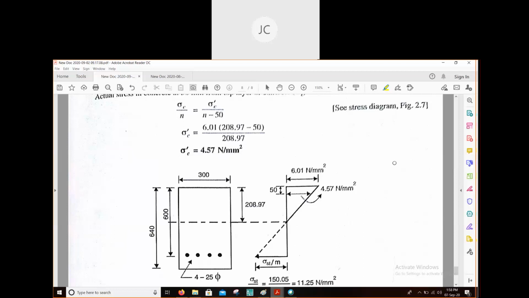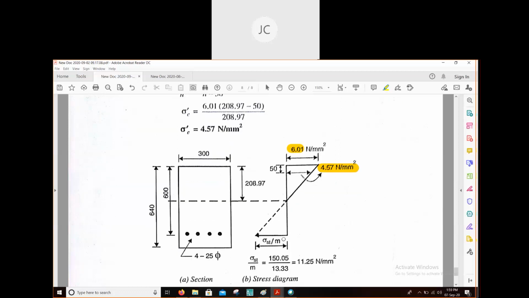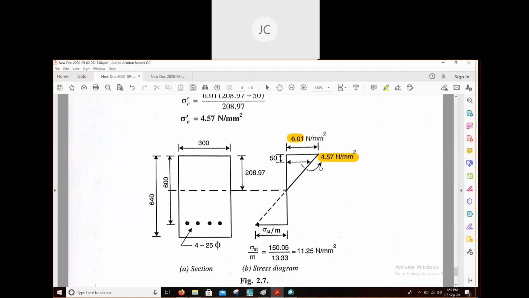This is the final diagram. After getting the value of sigma c dash, we need to draw this diagram. This is the value of sigma c, the maximum stress, at 50 millimeter. This is the value of sigma c dash, 4.57. This length is sigma st by m. Find out the value. This is the final stress diagram.